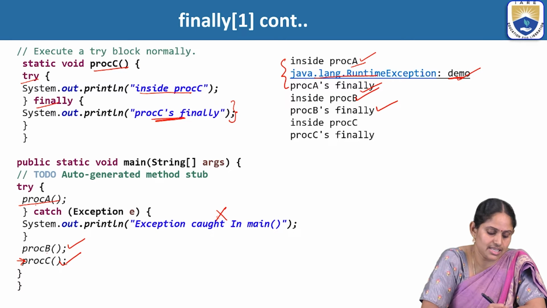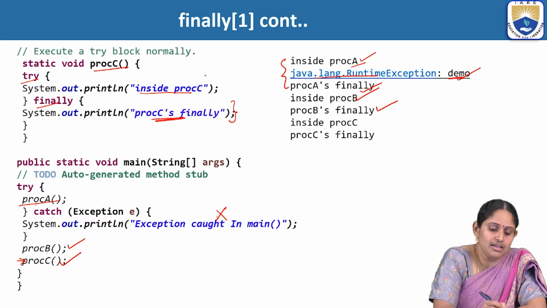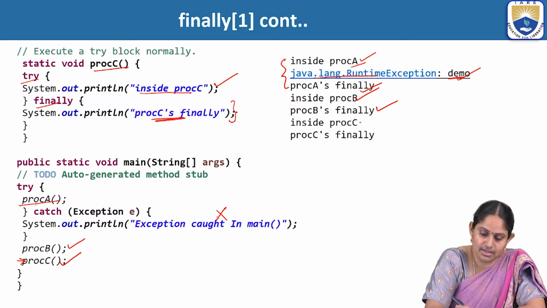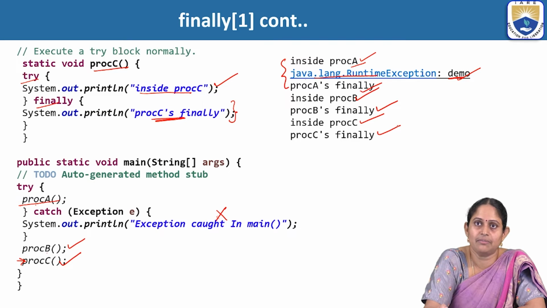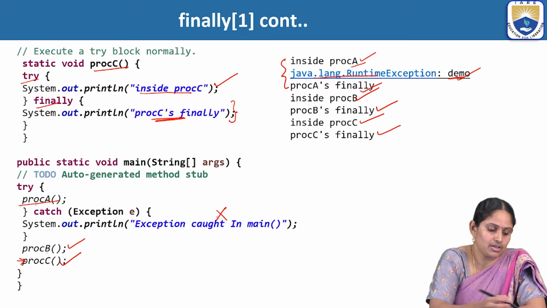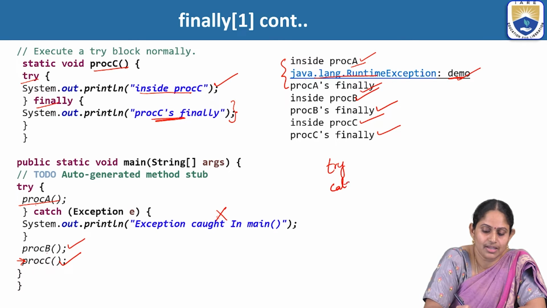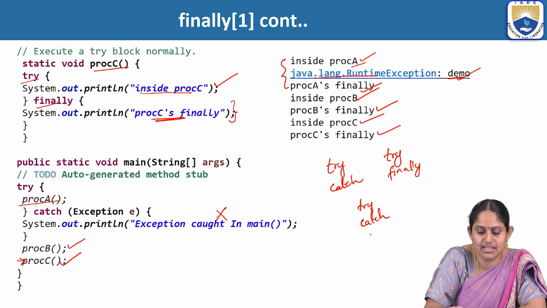Once procedure C is executed, it will go inside procedure C. So inside procedure C will be displayed, and procedure C's finally also will be displayed, which is available inside the finally block. So we can have a try-catch block, or a try-finally block, or a try-catch and finally block. All these combinations are allowed.